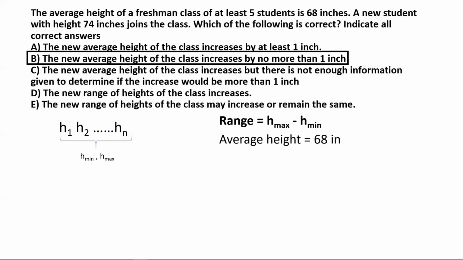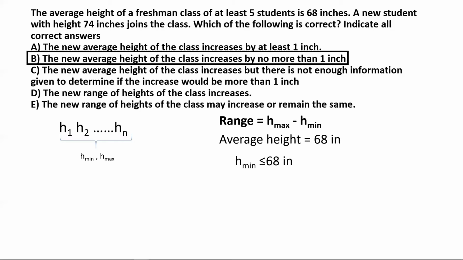And the average height of the class, before the new student joined, is given as 68 inches. So that implies that the minimum height should be less than or equal to 68 inches. The minimum height cannot exceed 68 inches, right? So at best it could be 68 inches, but expectedly should be lower than 68 inches.